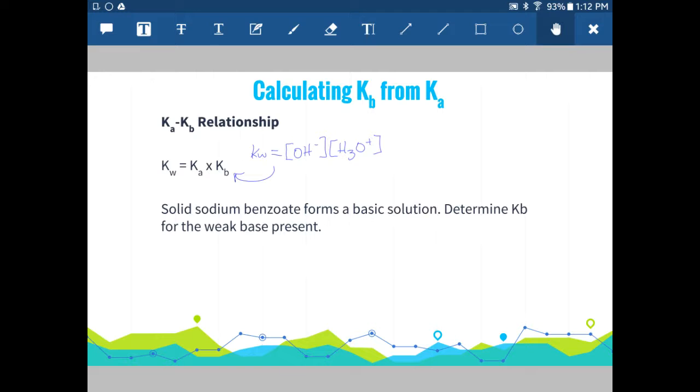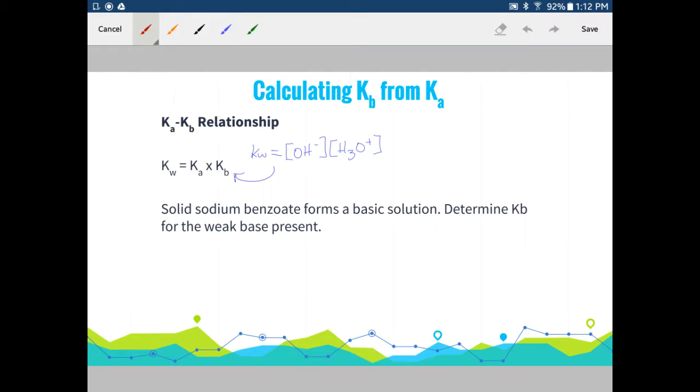So if I look at an example below here, I have solid sodium benzoate forms a basic solution. It says determine the Kb for this weak base present. So I'm going to show you what this means and how we can use this expression to solve for our Kb. Now, again, our first thing that we have to do here is write out our dissociation equation.